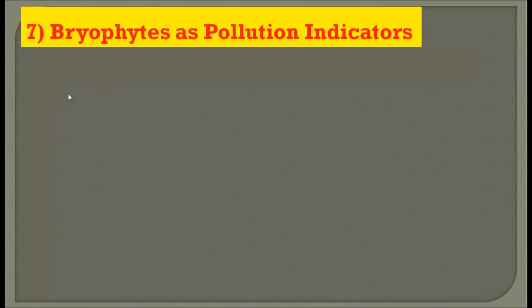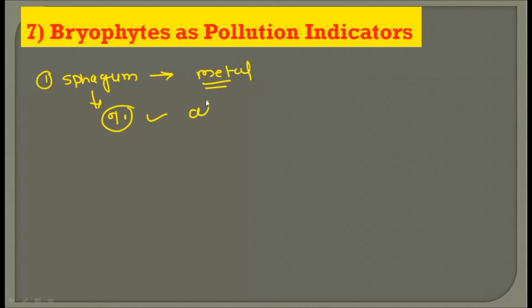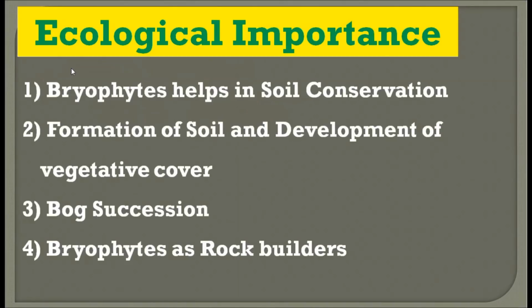Then we have the application of bryophytes as pollution indicators. Again, we have here the same plant called sphagnum moss. This sphagnum moss has the ability to absorb metals from the surroundings. So by studying the sphagnum, how much metal it contains in percentage, we can calculate the atmospheric pollution. All right. So the bryophyte, that is the sphagnum, can also act as a pollution indicator. So we have seen the economic importance of the bryophytes.